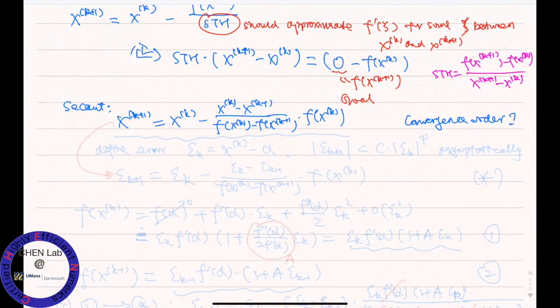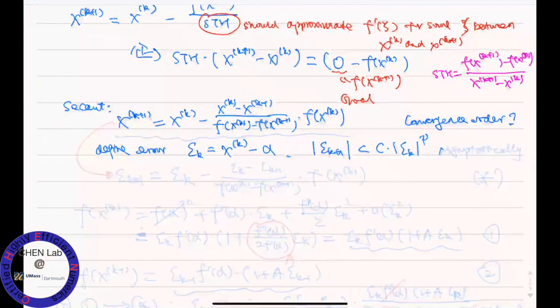For that, we need to define the error. I'm going to use epsilon k to denote it: the kth iterate minus alpha, where alpha is the exact solution. So the question for the order, which we talked about last time, is: is the absolute value of the error at the next iterate less than some constant times the error at the current iterate to some power p, asymptotically?